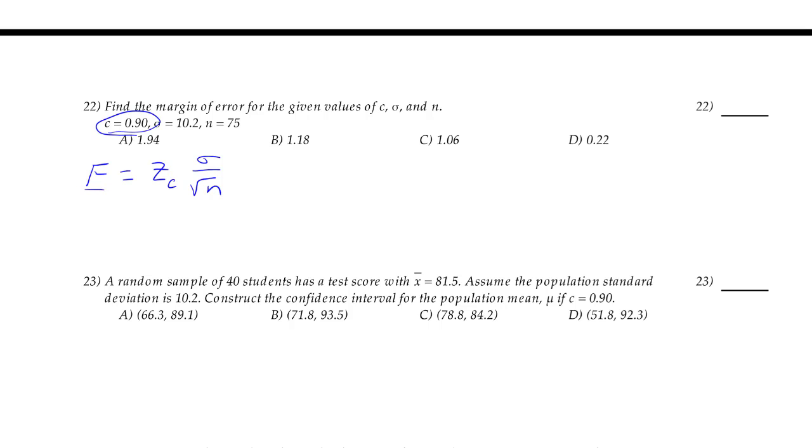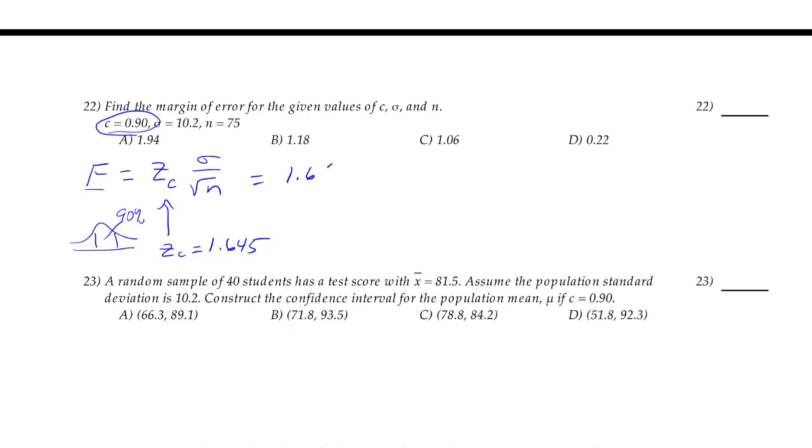Now we're given a 90% confidence level. To get Zc from that, we can just look it up on a chart. The other way, like in the previous problem, we would have to find out when 90% is in there. But we have some common values that we're familiar with. So this would be 1.645.